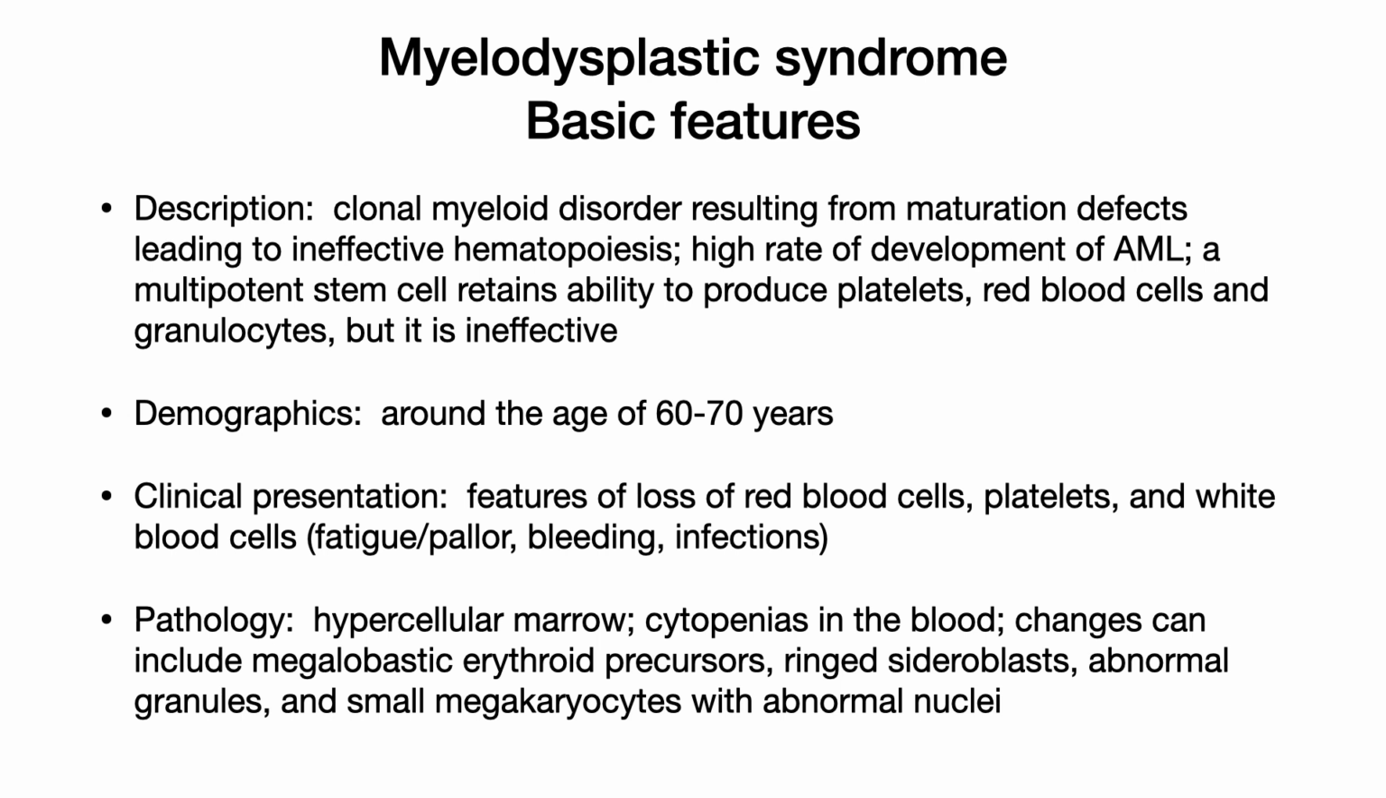So basically what happens is a multipotent stem cell retains the ability to produce platelets, red blood cells, and granulocytes, but it's ineffective. So like I said, ineffective hematopoiesis. The final outcome is they don't produce the hematopoietic cells effectively, usually around the age of 60 to 70. Obviously, if they're not producing the cells effectively, you're going to see loss of red blood cells, loss of platelets, and loss of white blood cells, which can lead to anemia, thrombocytopenia and bleeding, and risk for infections.